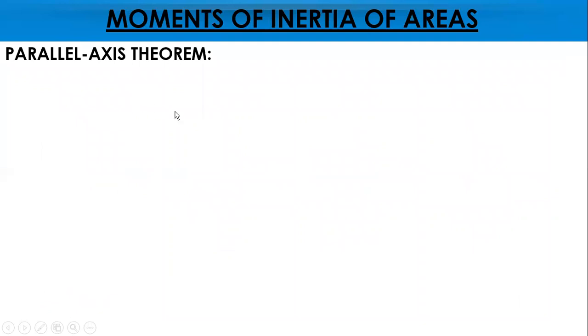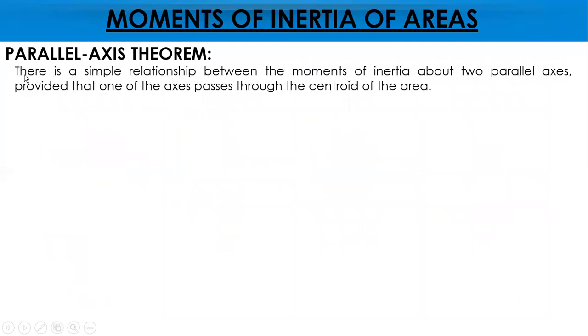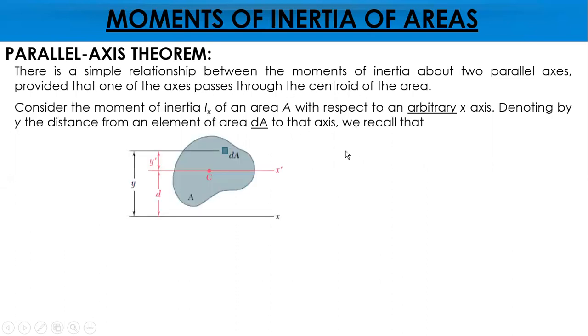Now, this is the parallel axis theorem. There is a simple relationship between the moments of inertia about two parallel axes, provided that one of the axes passes through the centroid of the area. Okay, you have to remember this. In order to use parallel axis theorem, one axis must pass through the centroid of the area.